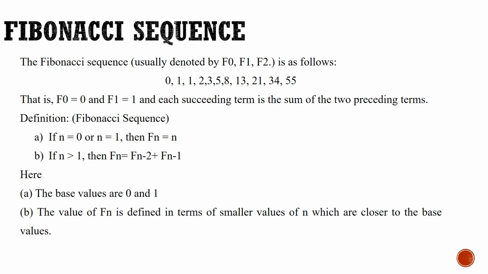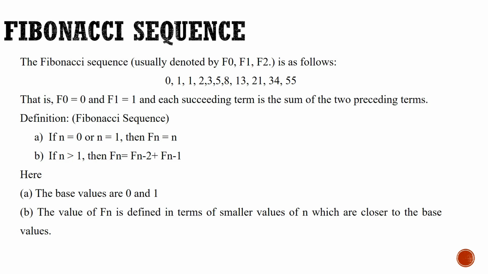How to get that one? If n is greater than 1, then Fn, that is fib of n, will be equal to fib of n minus 2 plus fib of n minus 1. Fib of 2 will be equal to fib of 2 minus 2, which is 0, that is fib of 0, plus fib of 2 minus 1, which is 1. That is, adding the values at 0 and 1, we will get fib of 2. In the same way, to get fib of 3, that is f3, it will be f of 3 minus 2, which is 1, then 3 minus 1, which is 2. That is, fib of 3 will be equal to f2 plus f1. Like that, it will be repeated.